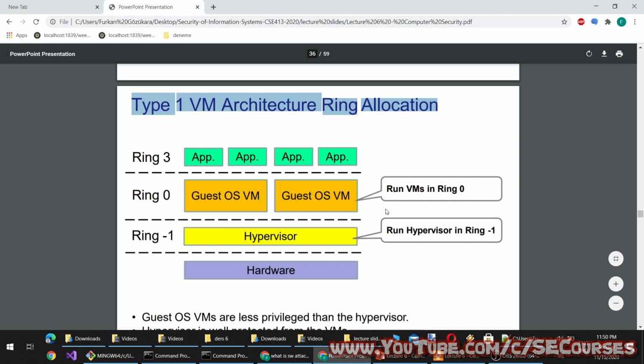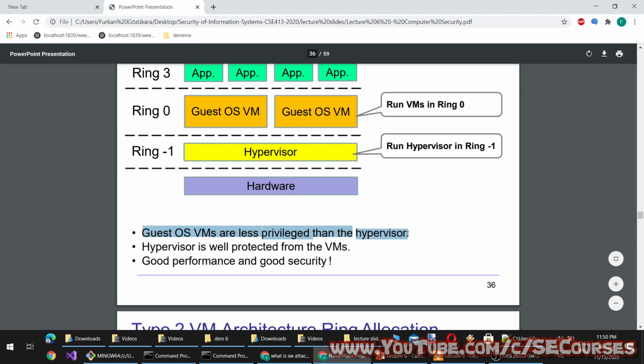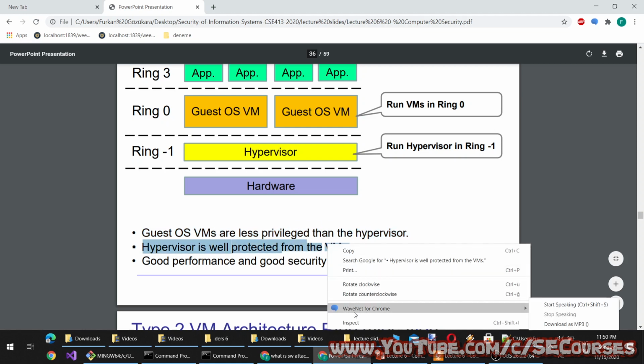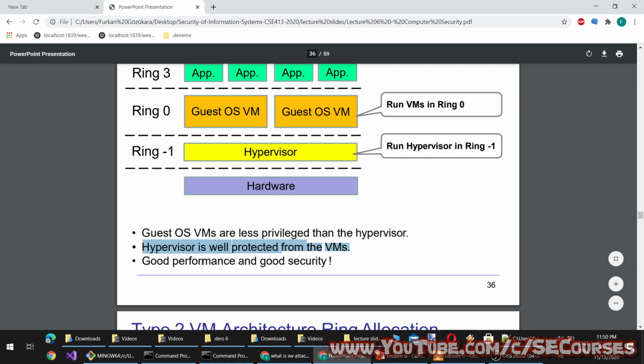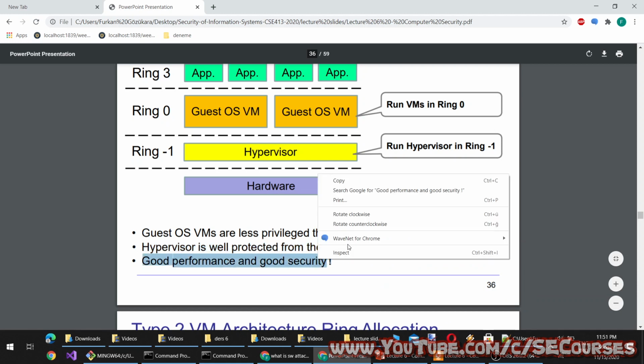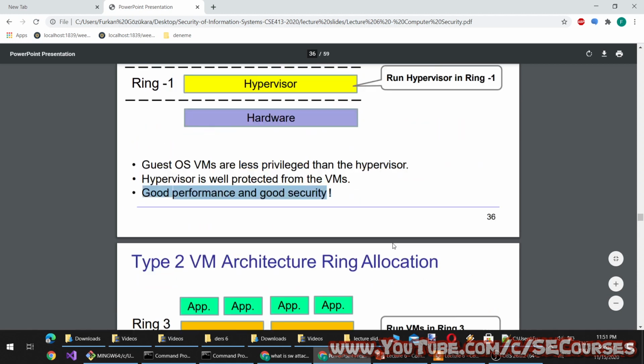Type 1 VM architecture ring allocation. In the type 1, which is native virtual machines, there is hardware, and above it there is ring -1, and above it there is ring 0, and above it there is ring 3, which are the regular applications. Guest OS VMs are less privileged than the hypervisor. Hypervisor is well protected from the VMs. Good performance and good security.